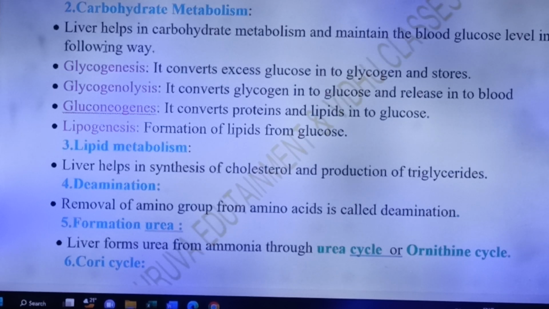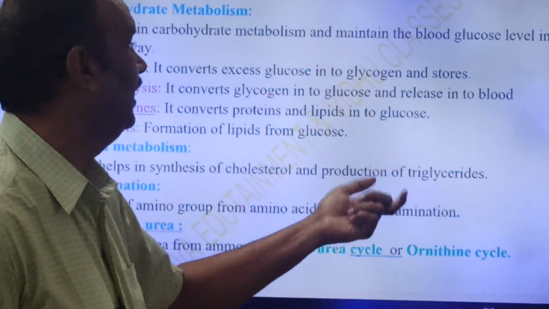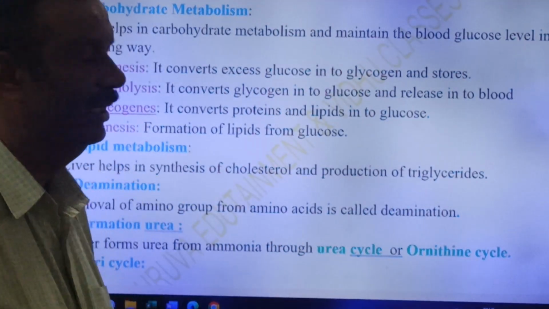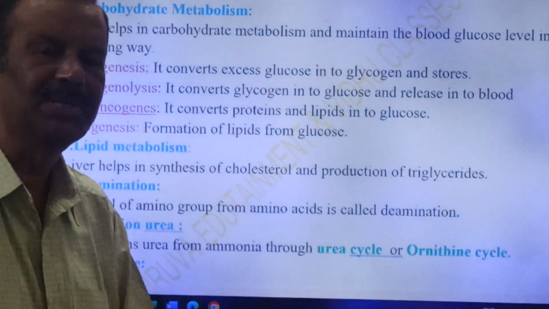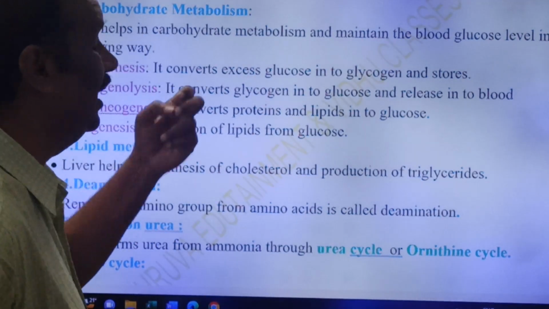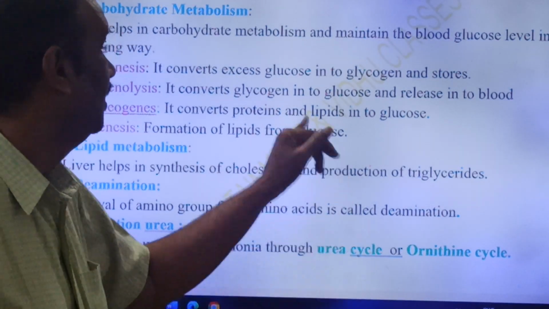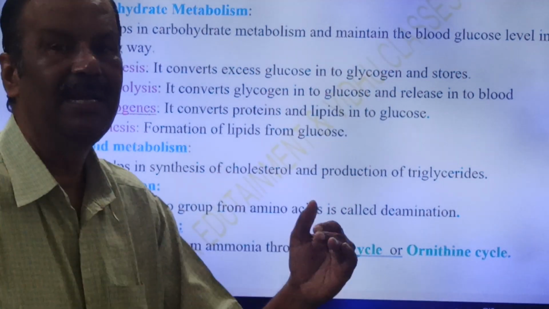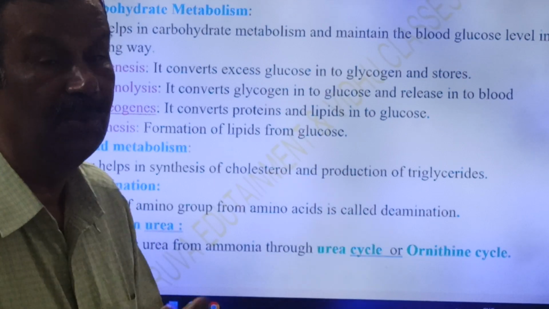What is glycogenesis friends? Conversion of excess glucose into glycogen is called glycogenesis. So liver converts the excess glucose present in the blood into glycogen and stores it in the liver. Now glycogenolysis. When the blood sugar level falls, what happens friends? It converts stored glycogen into glucose and releases it into the blood. Glycogenolysis means splitting glycogen into glucose.